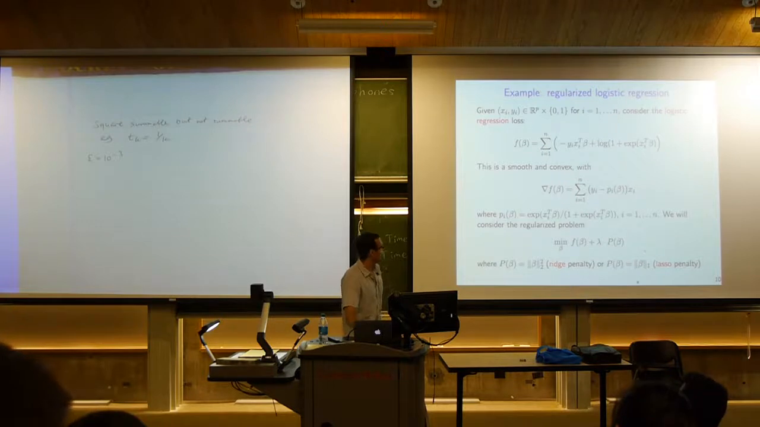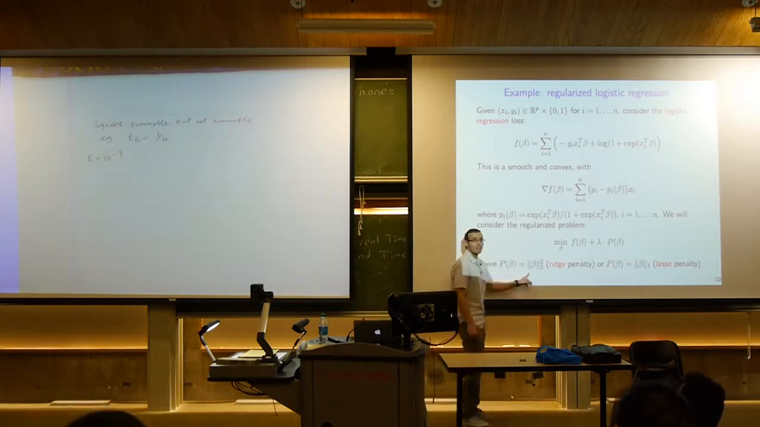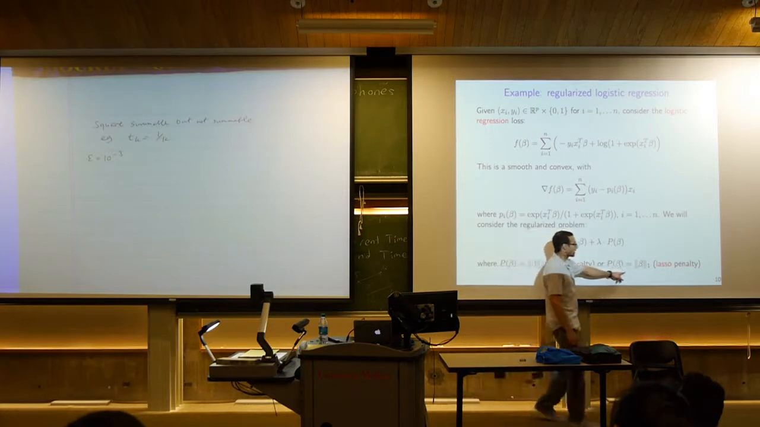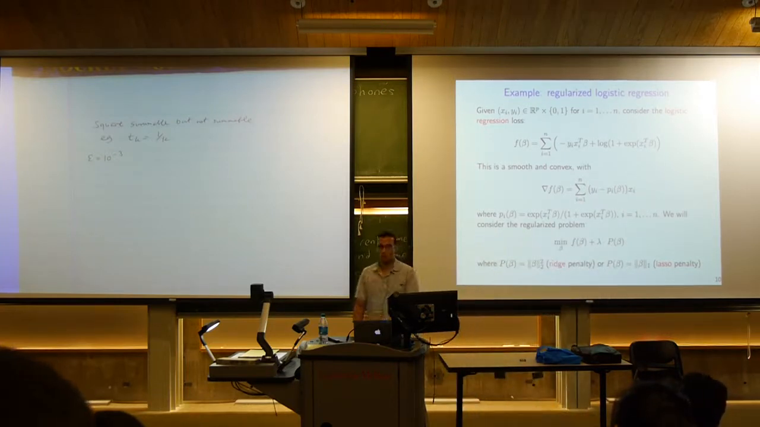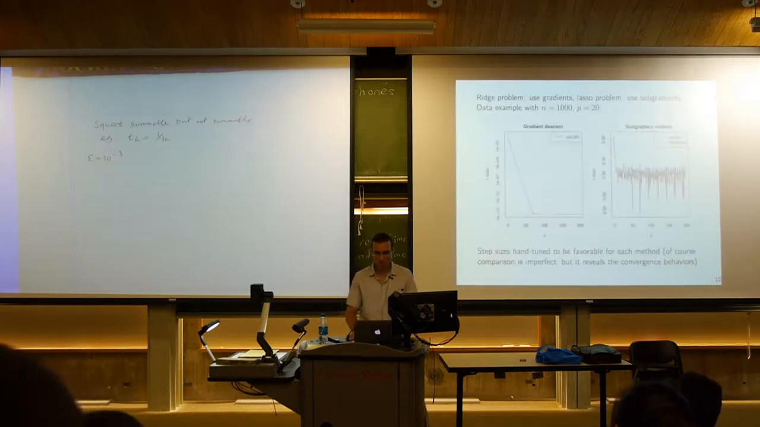Right now we only have two algorithms at our disposal, gradient descent and the subgradient method. There's nothing else in our universe. So if you gave me this, I can run gradient descent. And if you gave me this, I can't run gradient descent because it's not smooth, so I have to run the subgradient method. That's what I'm going to do and show you the difference in convergence behaviors.